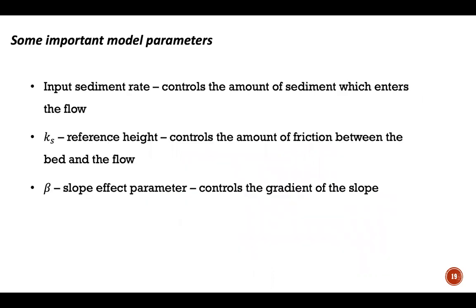Some other important parameters. You've also got the input sediment rate. That's how much sediment is coming into your system. You can imagine on a beach, it's kind of impossible to try and measure how much sand is hitting your beach every day. Another important parameter is the reference height, which basically controls the amount of friction between the bed and the flow. And finally, we have a sort of numerical parameter, which is this slope effect, which basically controls the gradient of the slope and works a bit like a slope limiter. So it's an example of uncertainty in a model, whereas the other two are uncertainty in input data that you could try and record in some way.